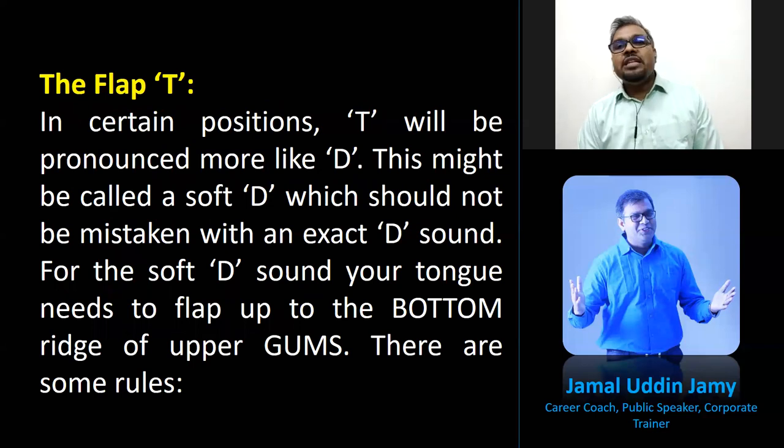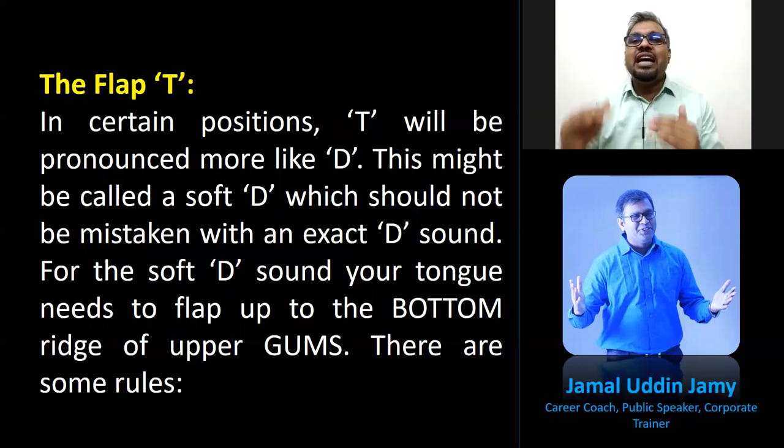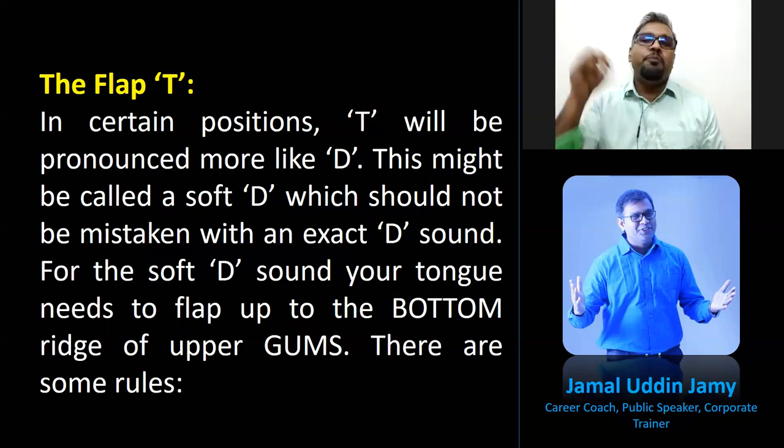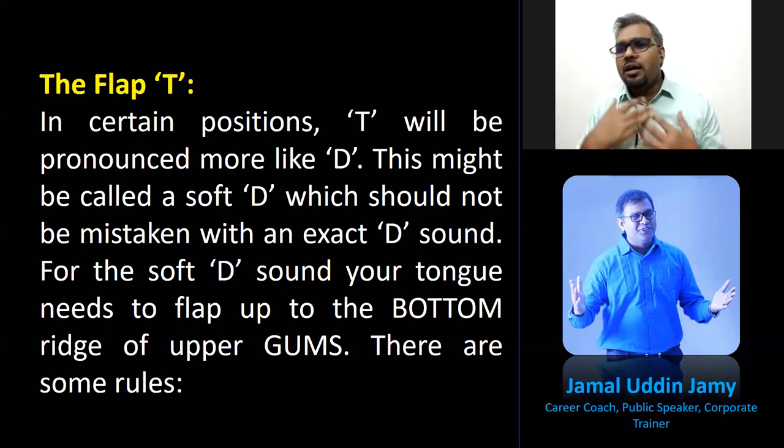The flap T: in certain positions, T will be pronounced more like D. This might be called a soft D, a kind of bounce, like if you drop any football or kicking ball, there will be a bounce. So a soft D will be there, which should not be mistaken with the exact D sound, but a soft D sound.